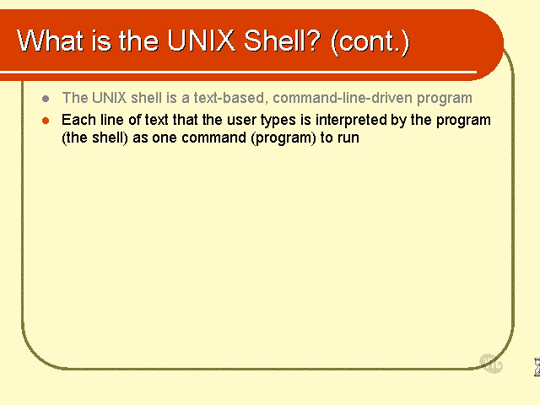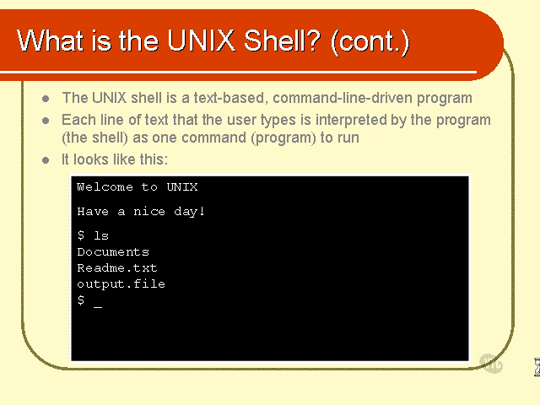The way it works is that you type a line of text against a prompt. We'll have a look at what a prompt is in a second. You type a line of text, then you press enter, and the line of text that you have typed is interpreted by the shell as a single program that you wish to start. And it looks like this.